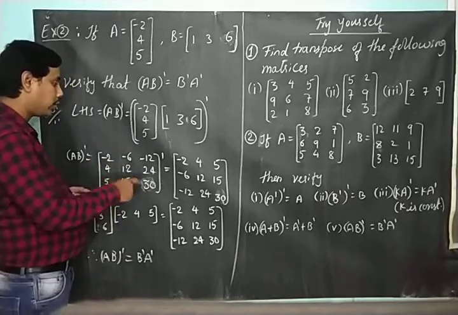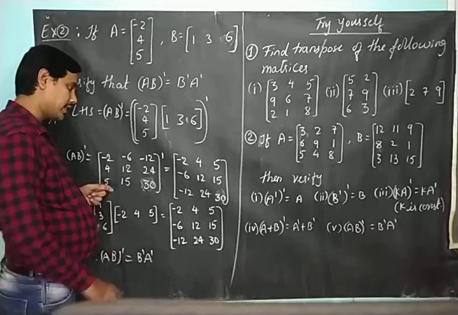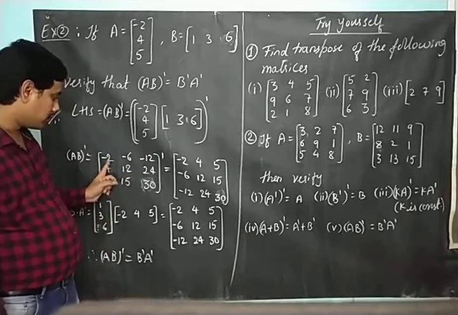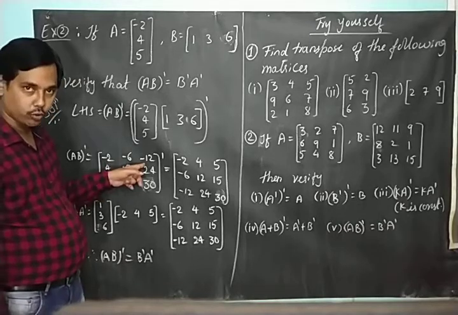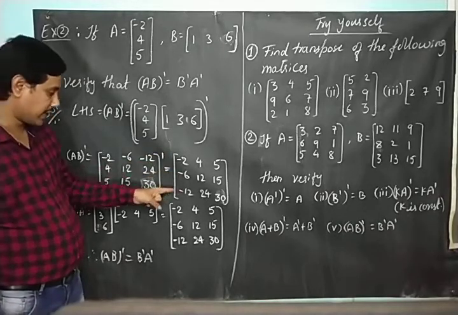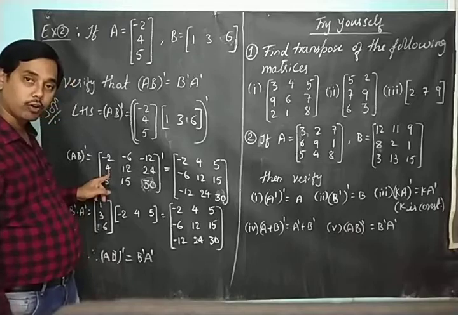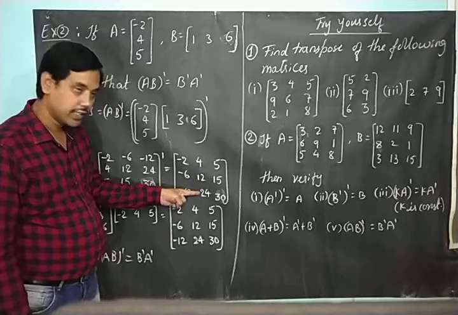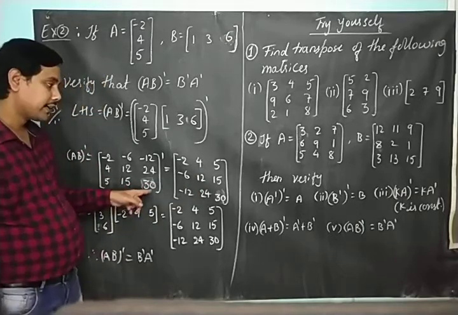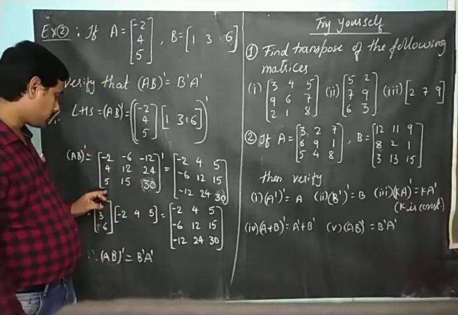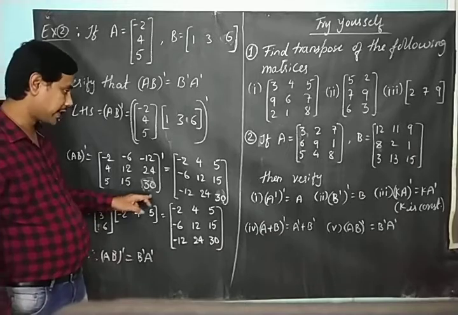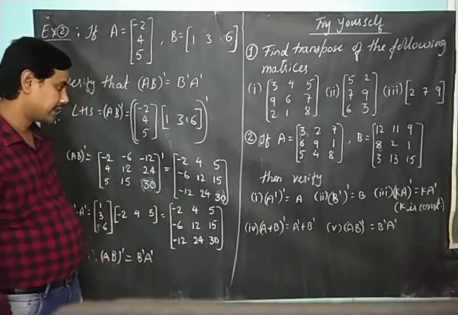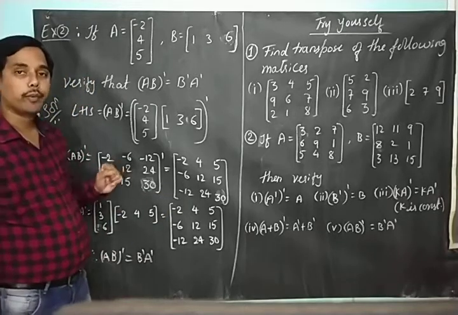What we want is (A into B) transpose. So we have to transpose here. Take the transpose of this. First row becomes first column: 2, minus 6, minus 12. Second row becomes second column: 4, 12, 24. Third row becomes third column. What is there in the third row? 5, 15 and 30. So that will come in the third row here. So this is what? (A into B) transpose.